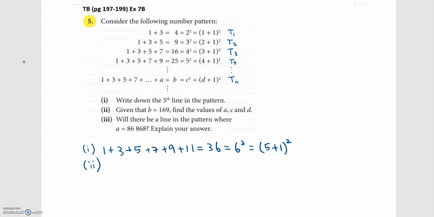Given that B is 169. Okay, so they're telling us that B here is 169. We have to find the values of A, C, and D. Okay, so if you observe the pattern for B, all along the same line as B, we realize that these are our perfect squares. So I know that B equals 169. So I actually have 13 square.